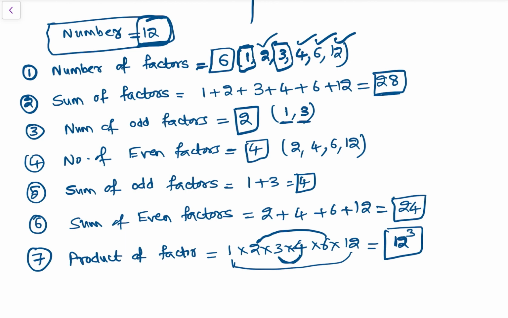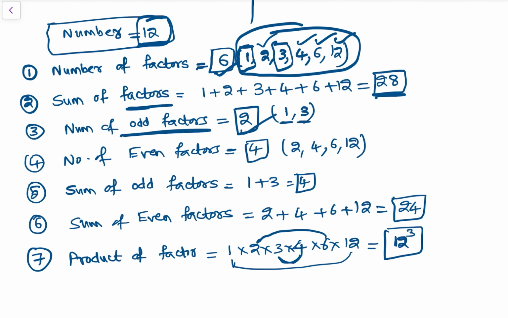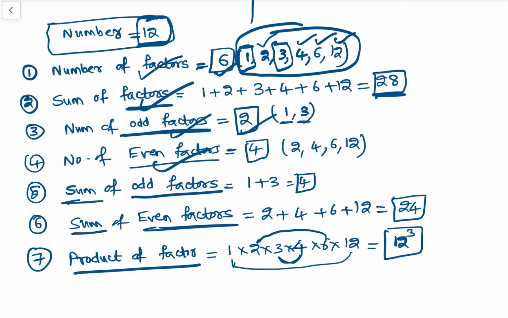See, we can get only 6 factors. So number of factors, we can say, sum of factors, we can do the addition, and odd factors also we can easily identify from 6 and we can say. But suppose a big number was given, that we cannot write, we cannot keep on writing, right? So there are certain rules to get these, like number of factors, sum of factors, odd factors, even factors, sum of odd factors, sum of even factors, product of factors, etc. There are certain rules, so we need to study those rules.